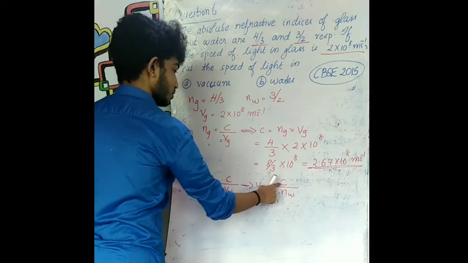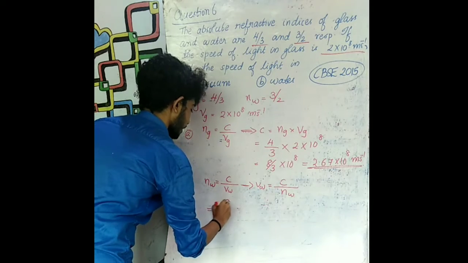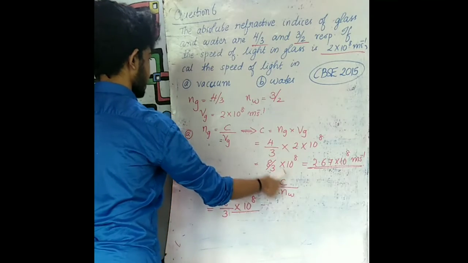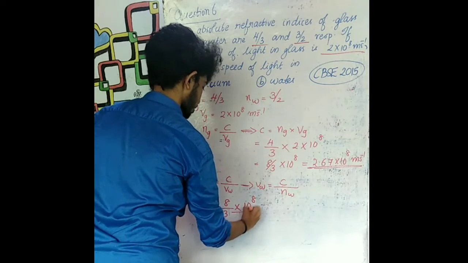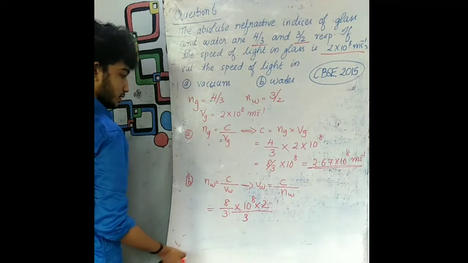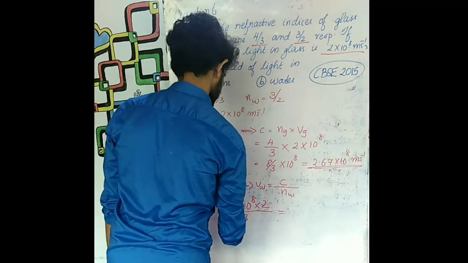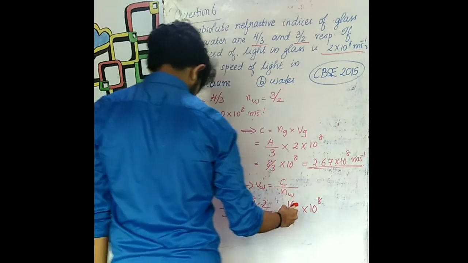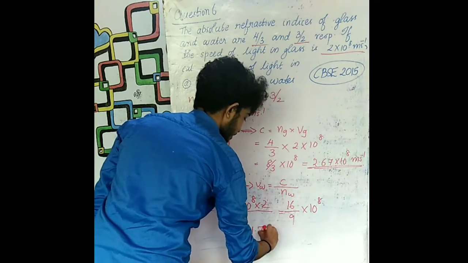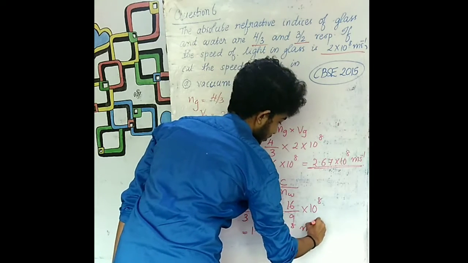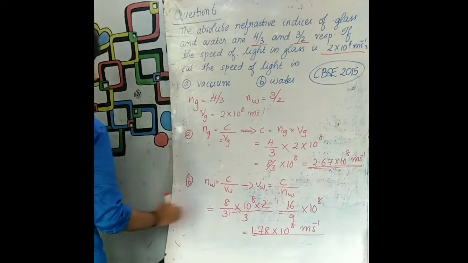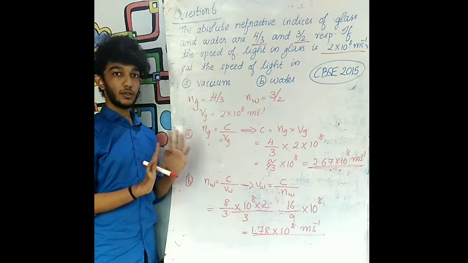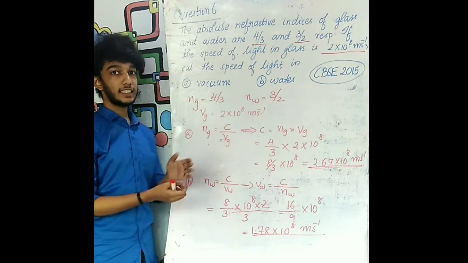See, VW equal to C by NW. What is C? 8 by 3 into 10 raised to 8, divided by NW. What is NW? 3 by 2. So here we are not able to cancel. So sorry for that. 8 into 2, 16 by 9 into 10 raised to 8 meter per second. What is 16 by 9? 1.78 into 10 raised to 8 meter per second. This will be the speed of light in water according to the question. So this constitutes the core answer. 3 marks. So let us see the next one.